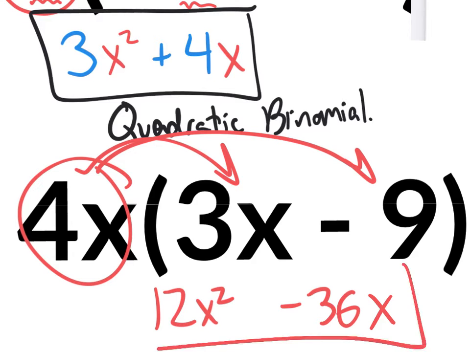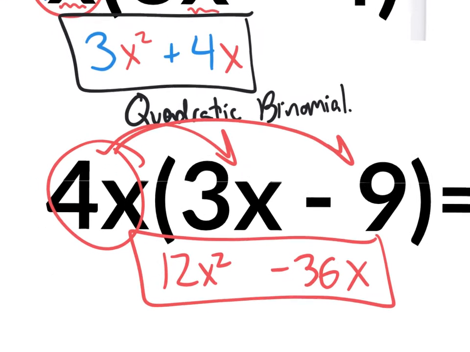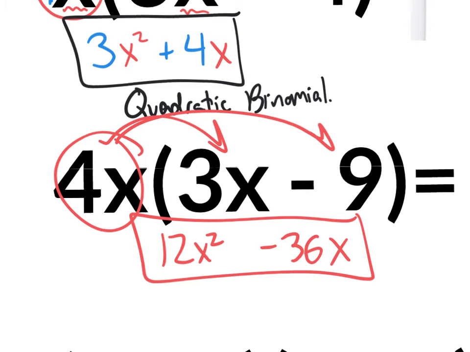There you go. 12x squared minus 36x. Good stuff.